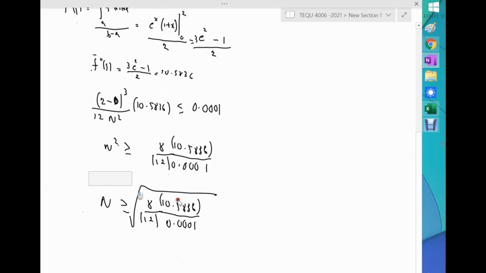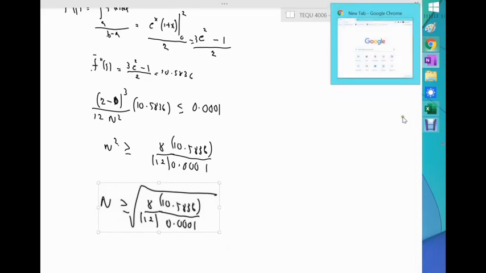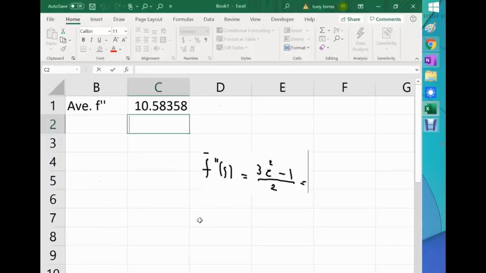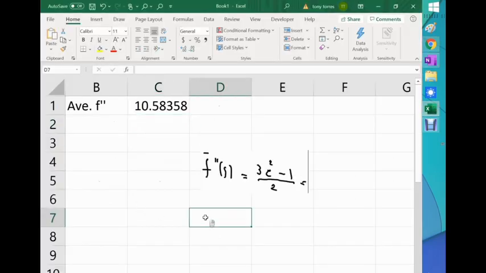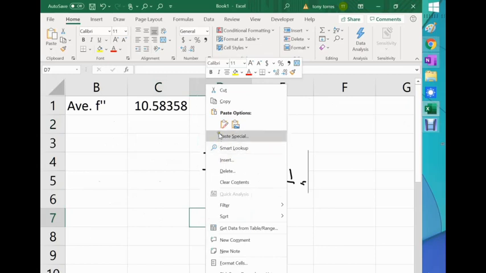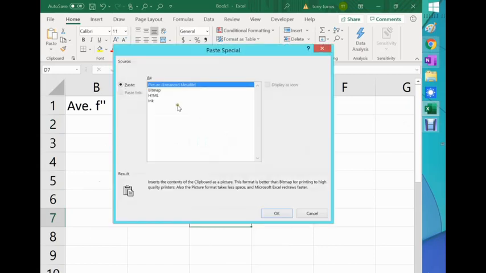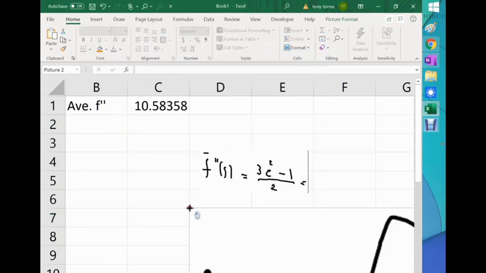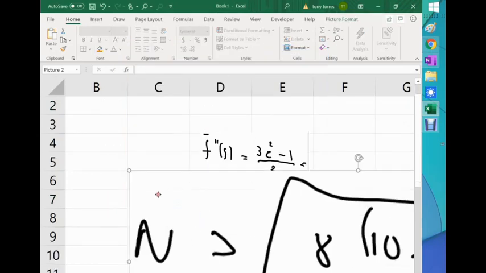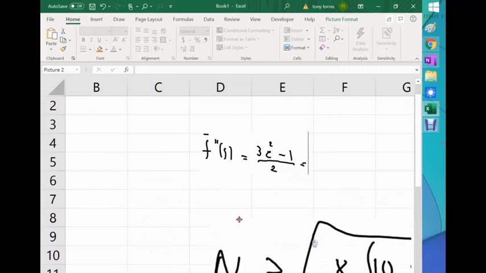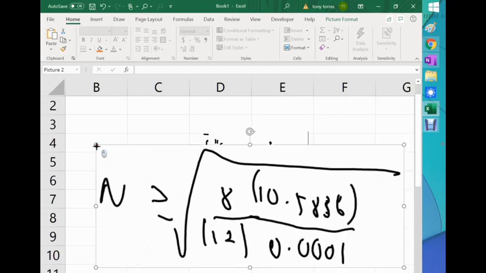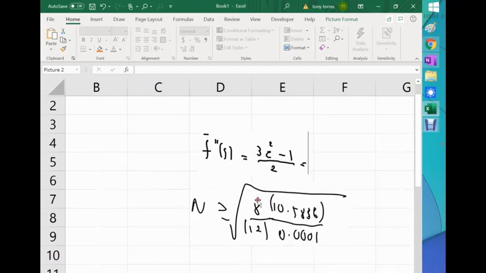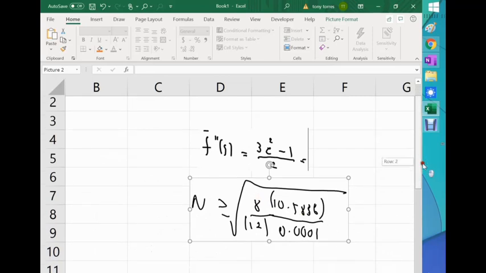Okay, let me get that to Excel, and let's see what we get in Excel. Just put this here somewhere I can see it. Here we go. Since I'm coming from OneNote, that's why it looks so big, because it's way amplified in OneNote. So let's see.